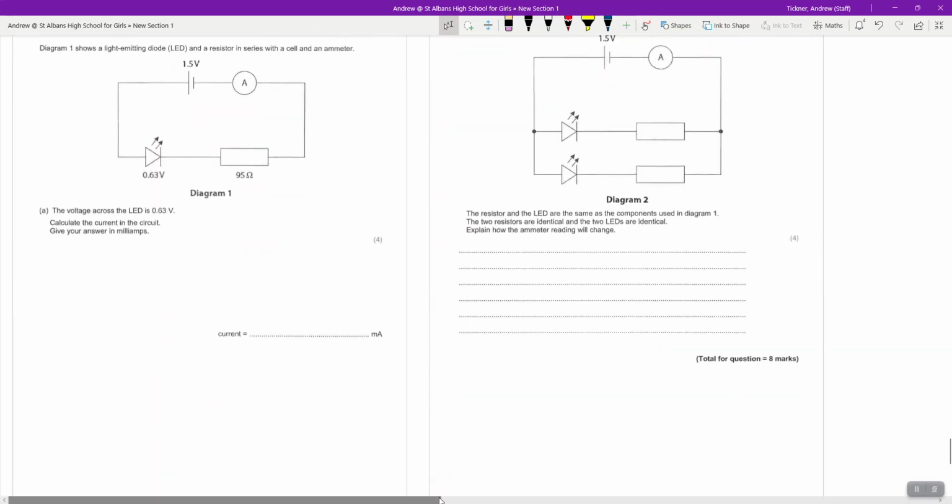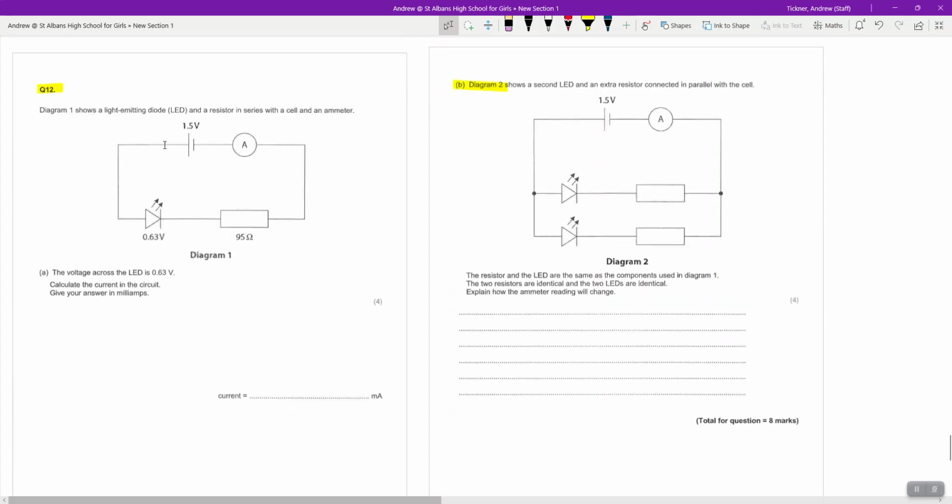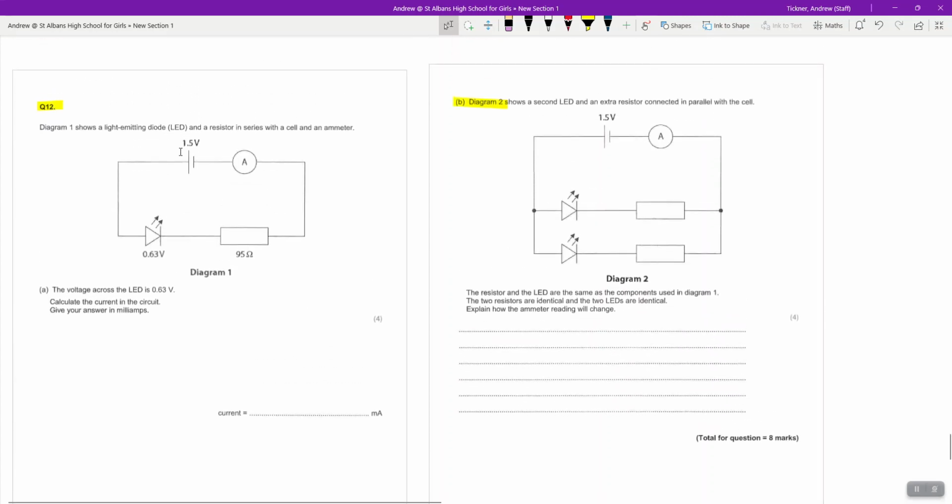And now we're on to the last question. So we have an LED and a resistor in series with a cell and an ammeter. The voltage across the LED is 0.63 volts. Calculate the current in the circuit, so we want to know what the ammeter reads. Give your answer in milliamps.